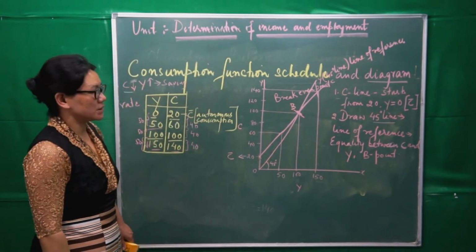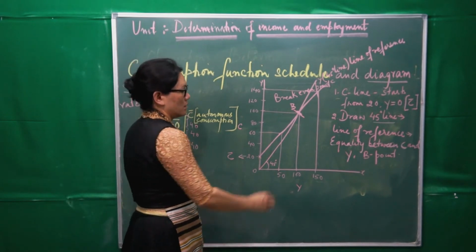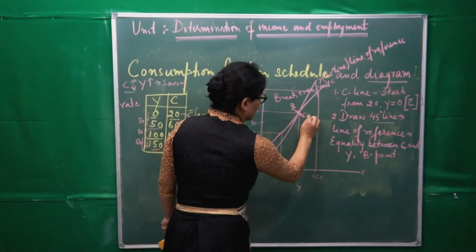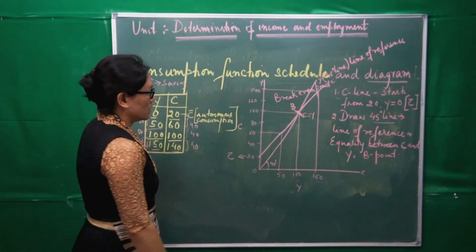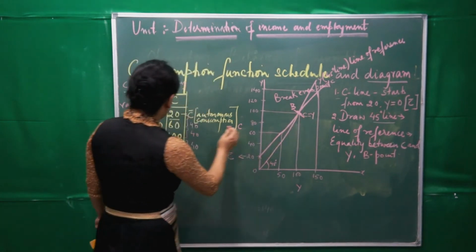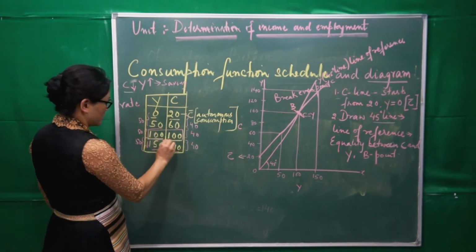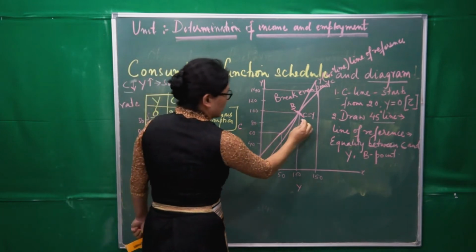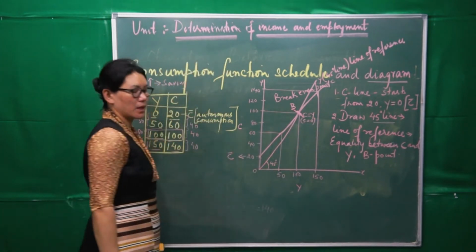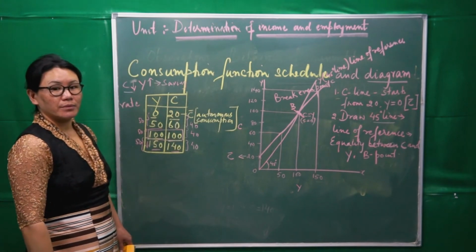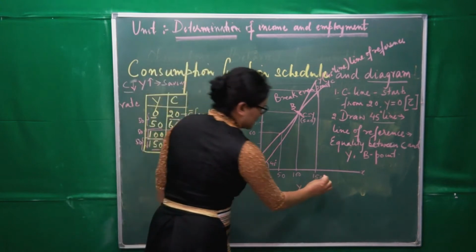What is this break-even point now? What is happening here in this? C is becoming equal to Y here. So this one B point, see here, it is this one. Where what will happen to the saving? Saving will become 0 here. Right? All right.